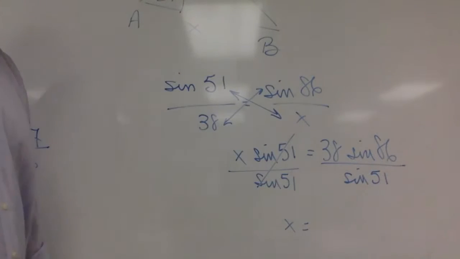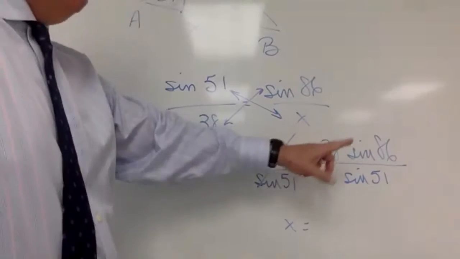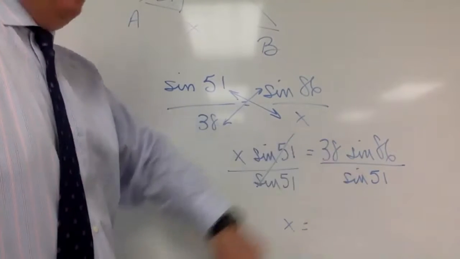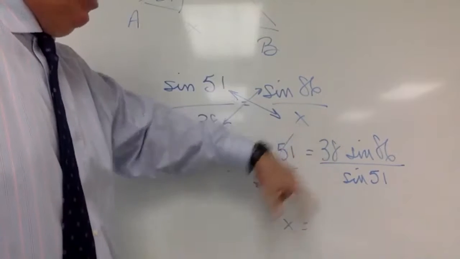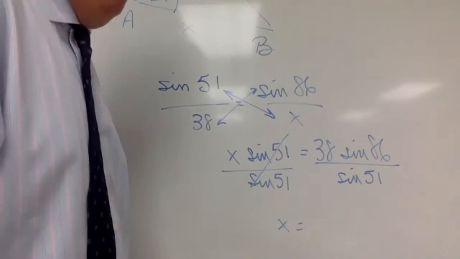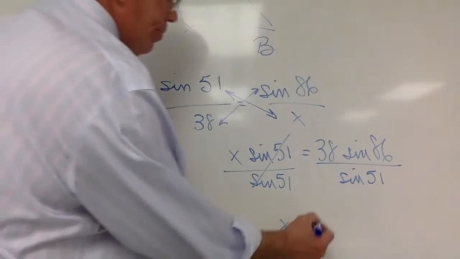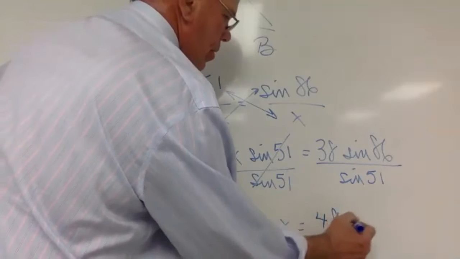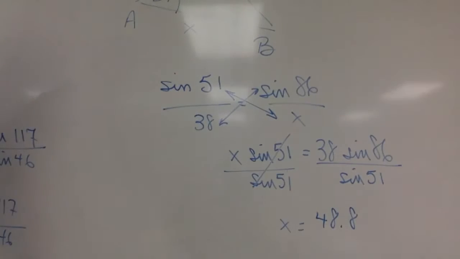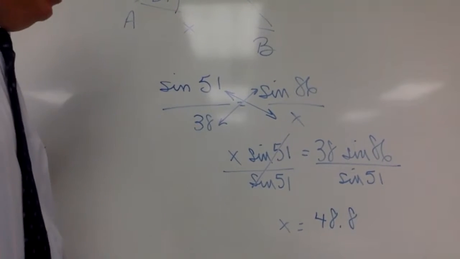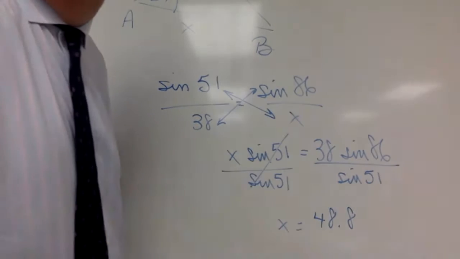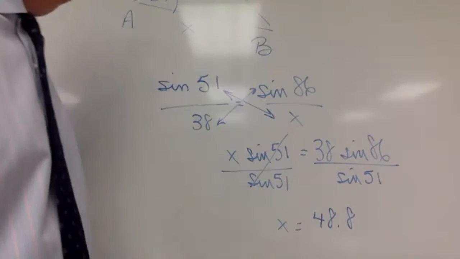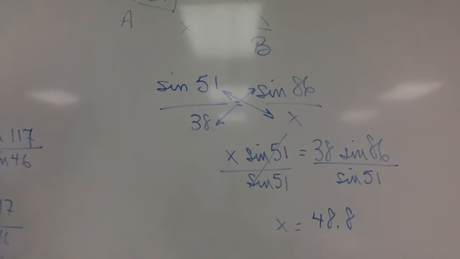Now, if you take out your calculator, don't change any of those numbers yet. 38 times the sine of 86, close the parentheses, divided by the sine of 51. What do you get with that? 38 times the sine of 86 divided by the sine of 51. What do you get with that? 48.88. Beautiful. Does that make sense?